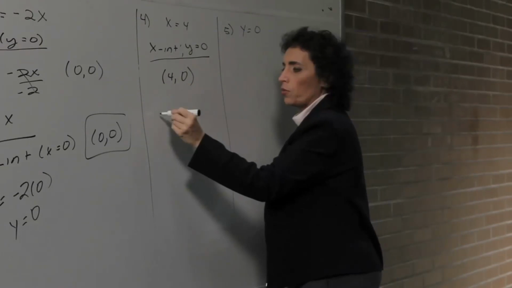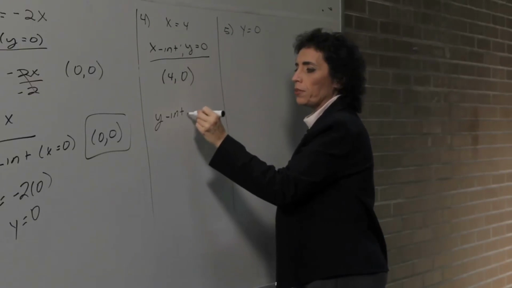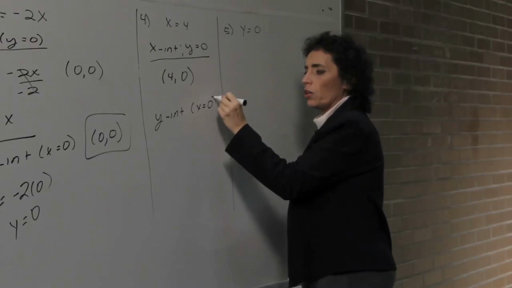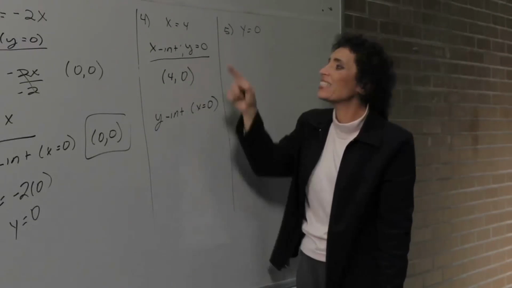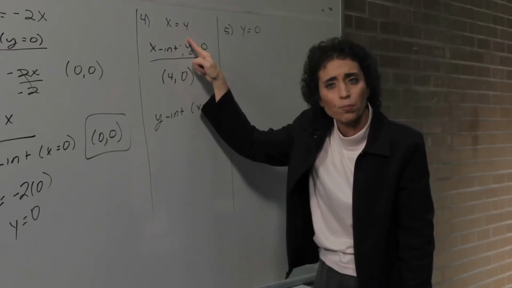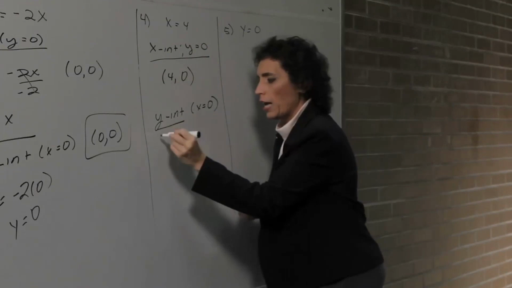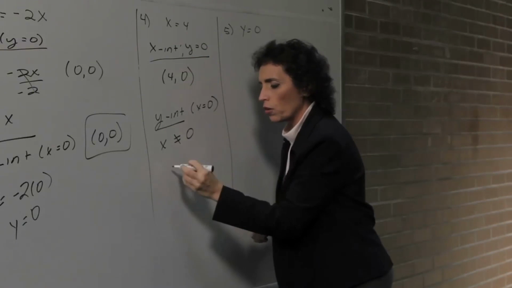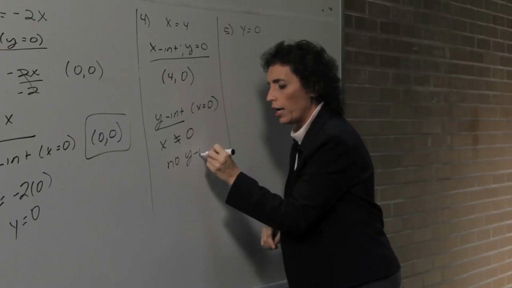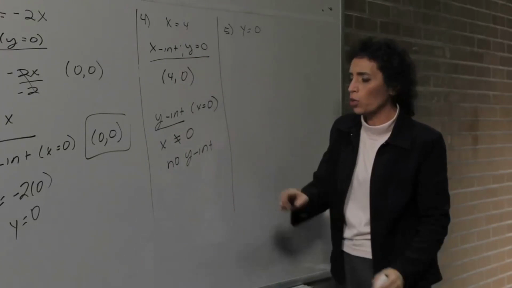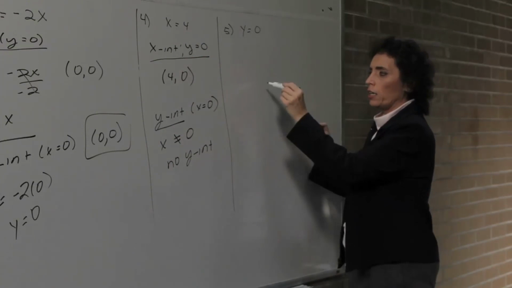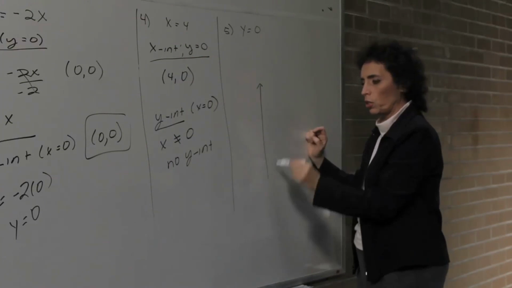Okay? Well, now let's try to get a y-intercept. That means x is 0. Well, here's the problem with that. x can't be 0, because x has to be 4. x can't equal 0. No y-intercept. Just to show you, I'm going to show you what that graph looks like. I'm going to take it off the board in a second, but I'm going to show you what it looks like.